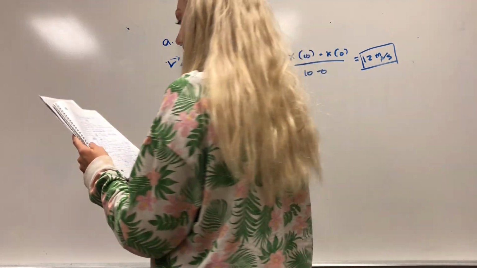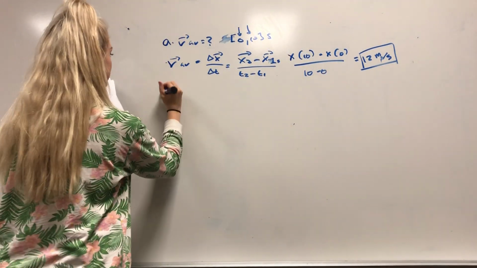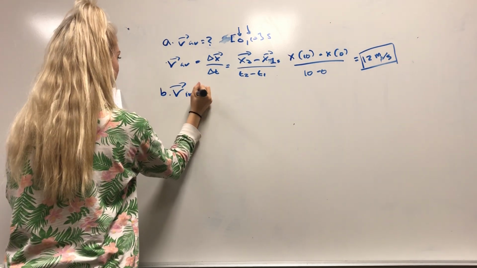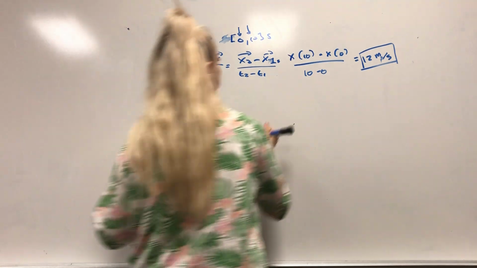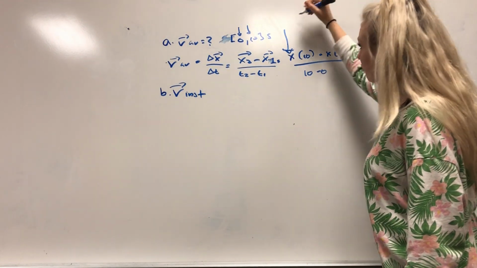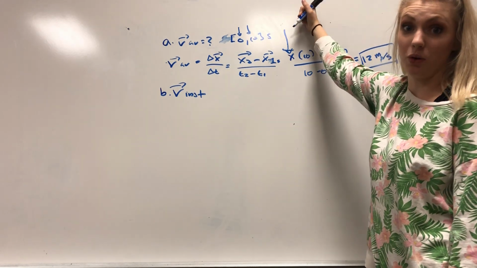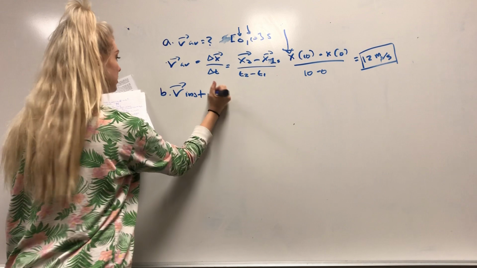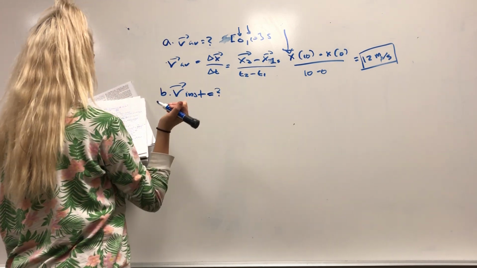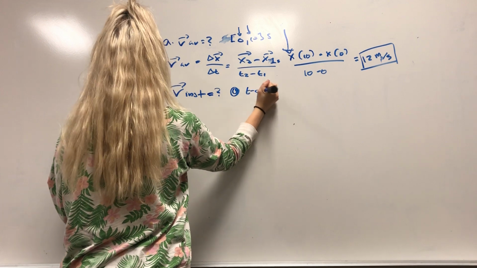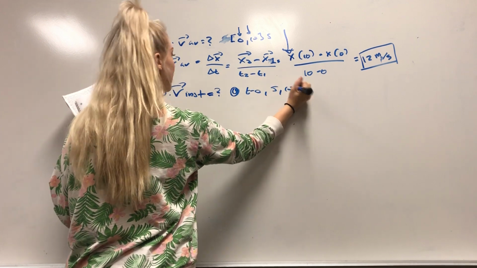Okay, part B is asking us what is the instantaneous velocity. Oh, going back to part A, I just plugged in what we had for our position equation that they gave us. Okay, back to part B. So what is our instantaneous velocity at times 0, 5, and 10 seconds?